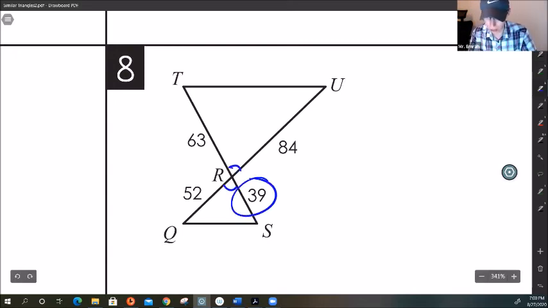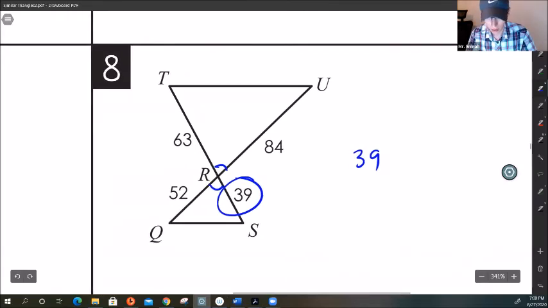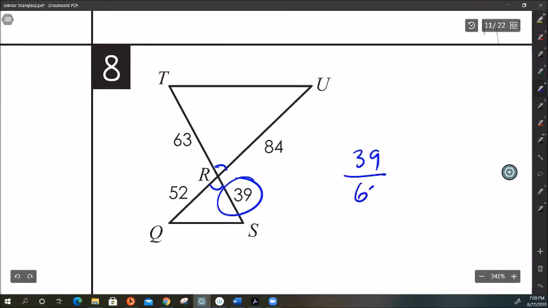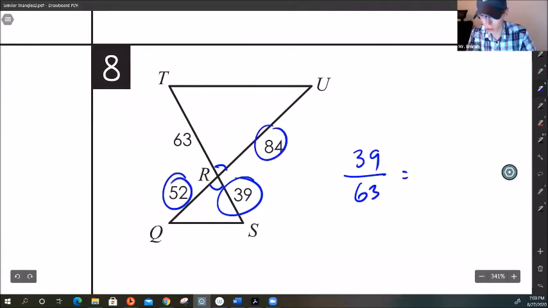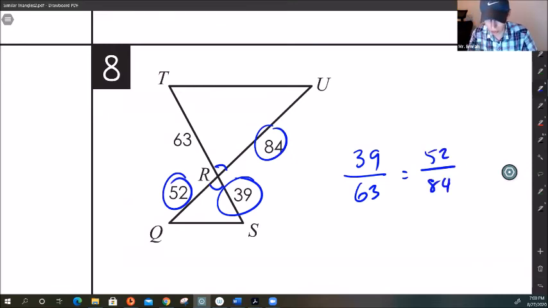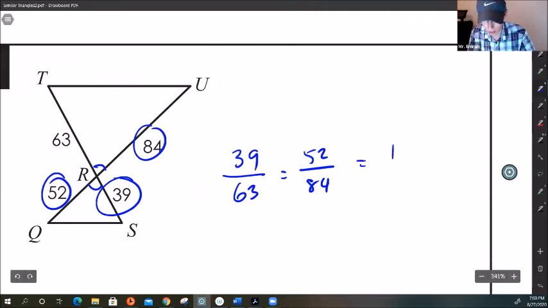So 39 to what? 63, the smaller one, right? Is equal to 52 to 84. And then once you check that, you got both of the same ratios. Dividing it by 3 here, reducing it, you'll get 13 over 21. And then reducing this one by 4, you'll get also 13 over 21.